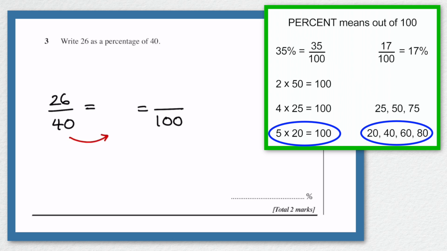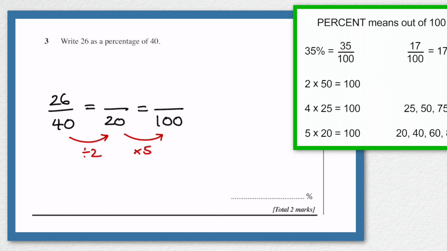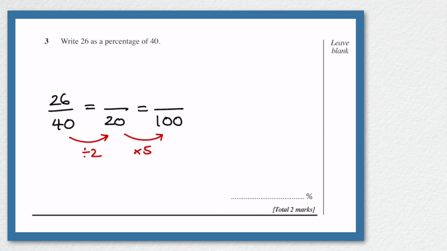So look at what I'm going to do. If I divide the denominator, which is 40, by 2, I get 20. If I multiply the 20 by 5, I get 100. So for the denominator, I have divided by 2 and then multiplied by 5. I therefore need to replicate this for the numerator. So 26 divided by 2 is equal to 13. I now need to multiply this by 5. 13 multiplied by 5 is equal to 65. So we have 65 over 100, and this of course is 65%.